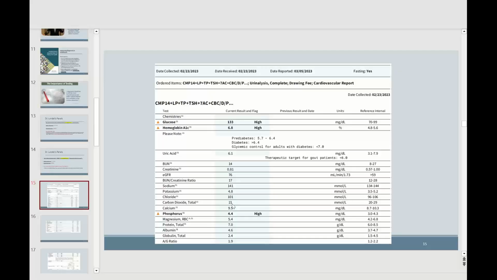If it's high, that's often a body that's very acidic, and so that's something that you can look at as well. Phosphorus is a good marker for kidney function. Usually high phosphorus is going to be a good indicator of kidney dysfunction. Sometimes people have high phosphorus if they are drinking a lot of sodas. In this case, she was. So something to be aware of there.